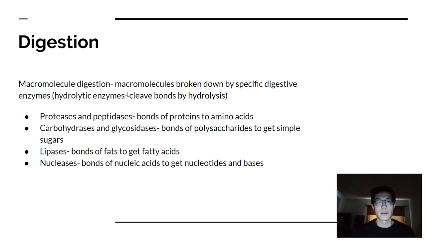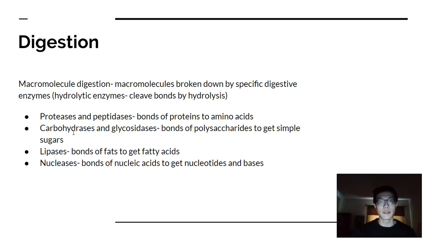Okay, so macromolecule digestion is taking a big macromolecule and breaking it down by specific digestive enzymes to smaller monomeric units. We have many different groups of enzymes to help with this process. The first group are your proteases and peptidases, and these target the bonds of protein. They break down those protein bonds to form amino acids. So we're breaking peptide bonds and slicing those polymers into monomers called amino acids. Or, if you want to think about it, it's breaking a polypeptide into an amino acid.